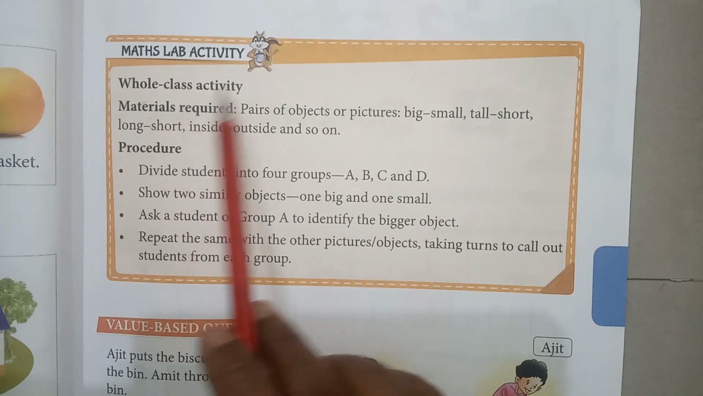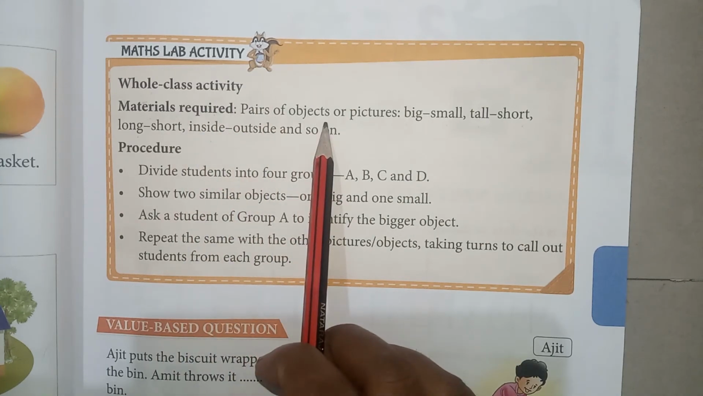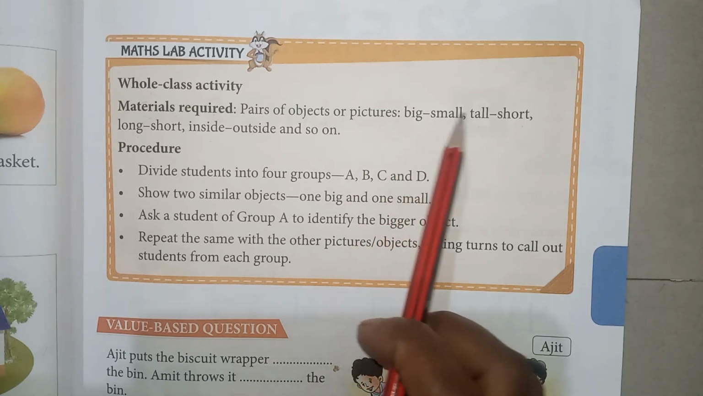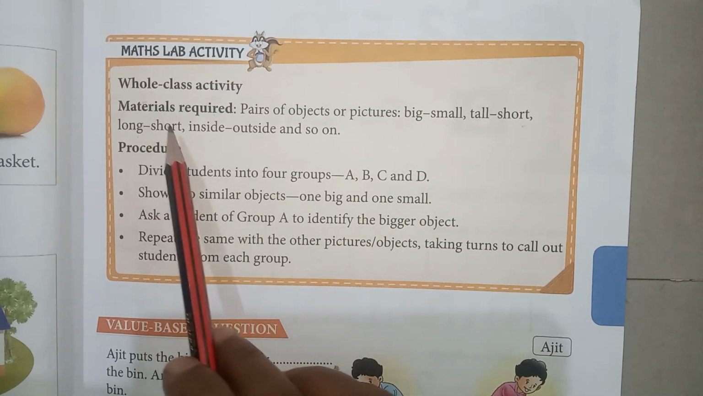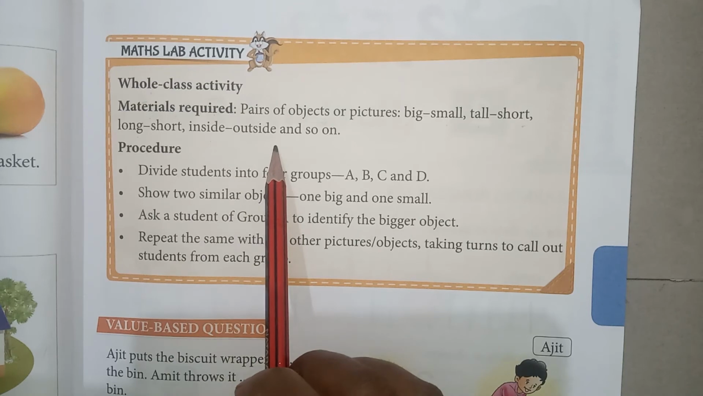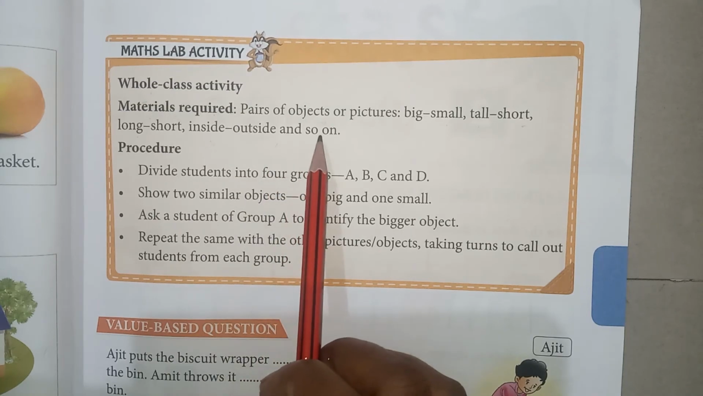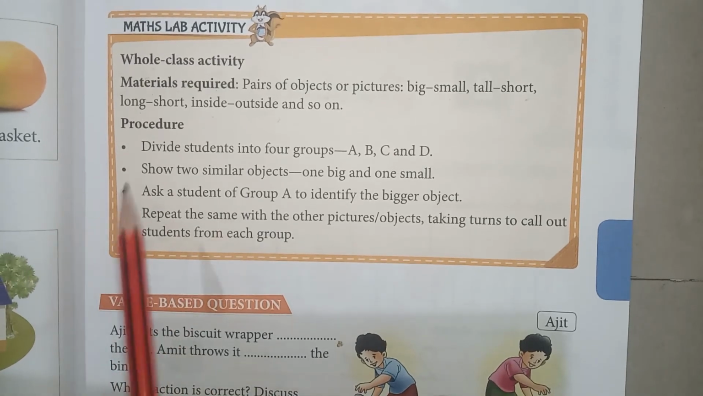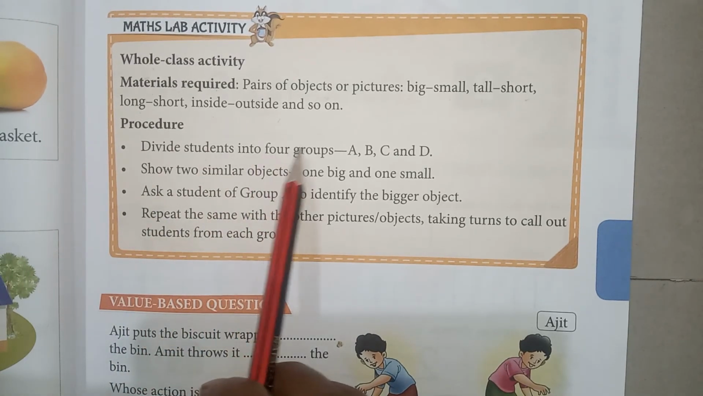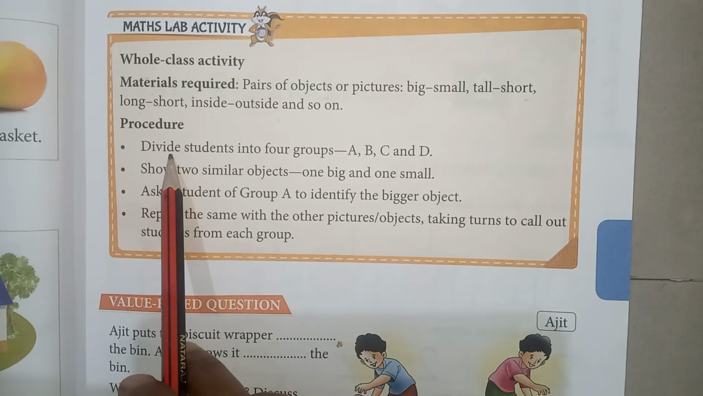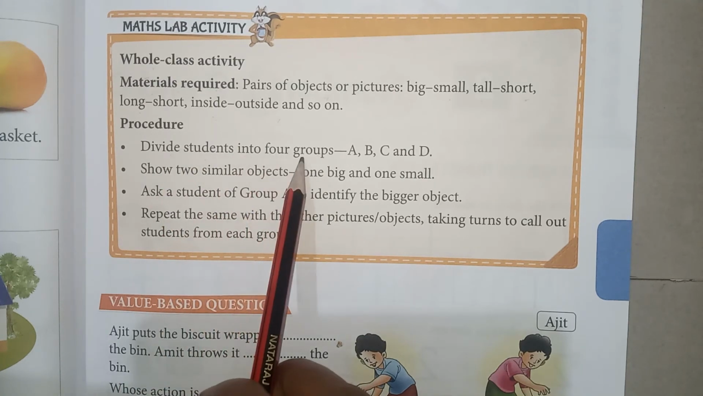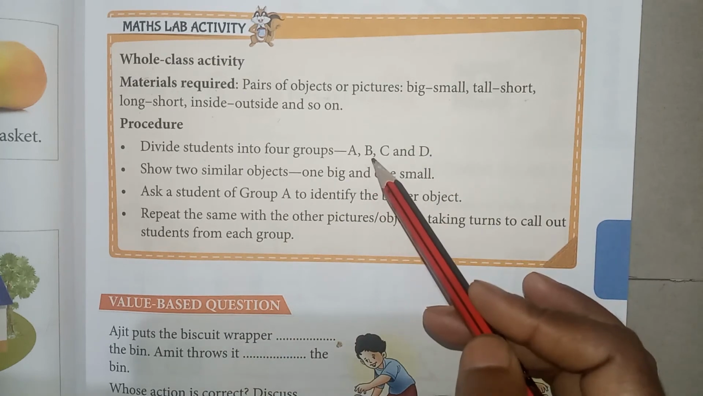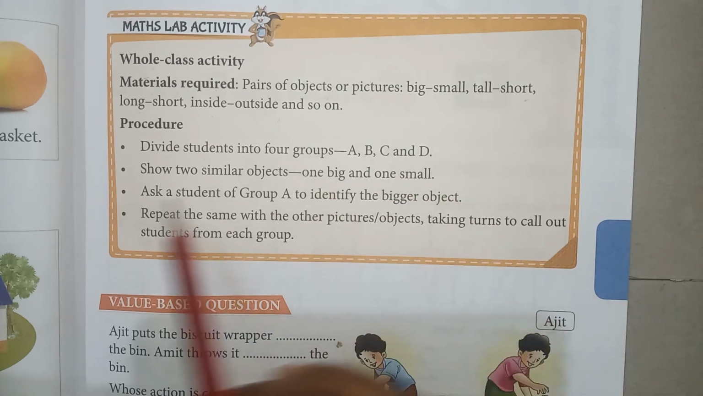Okay. Which are the materials required? Pairs of objects or pictures. Pictures you have to collect: big, small, tall, short, long, short, inside, outside and so on. Yes. Procedure. What is the procedure? Divide students into 4 groups. Okay. In your class you are going to divide yourselves into 4 groups A, B, C and D.